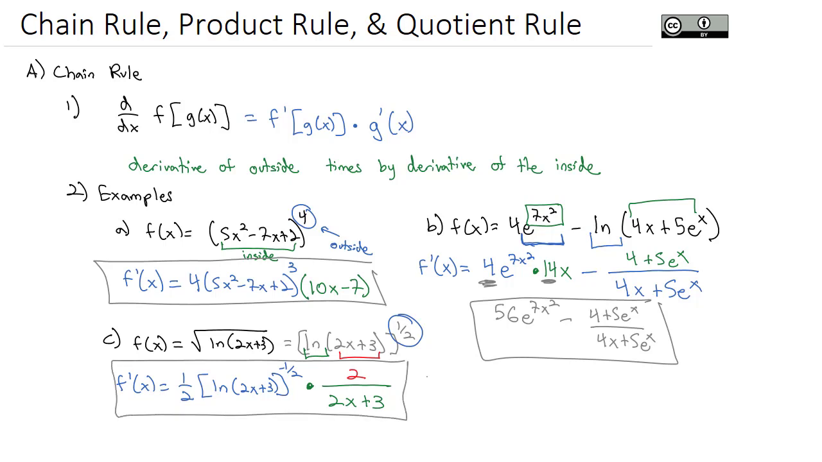That is the chain rule, the derivative of the outside times the derivative of the inside. And our next video is going to take a look at what we call the product rule.